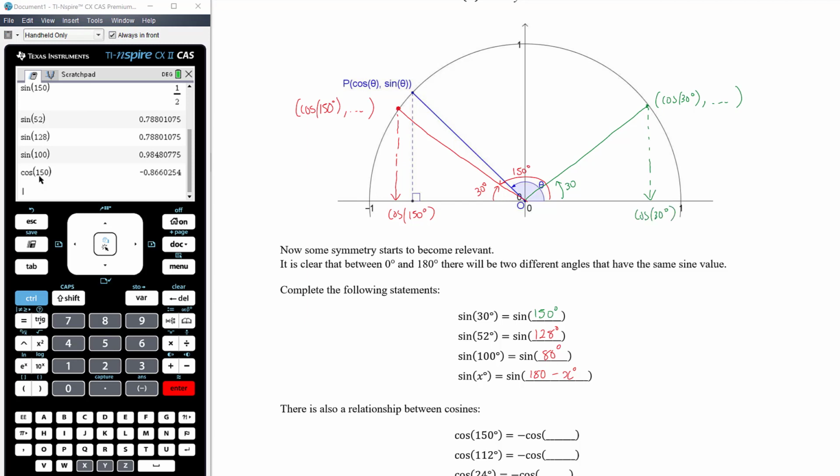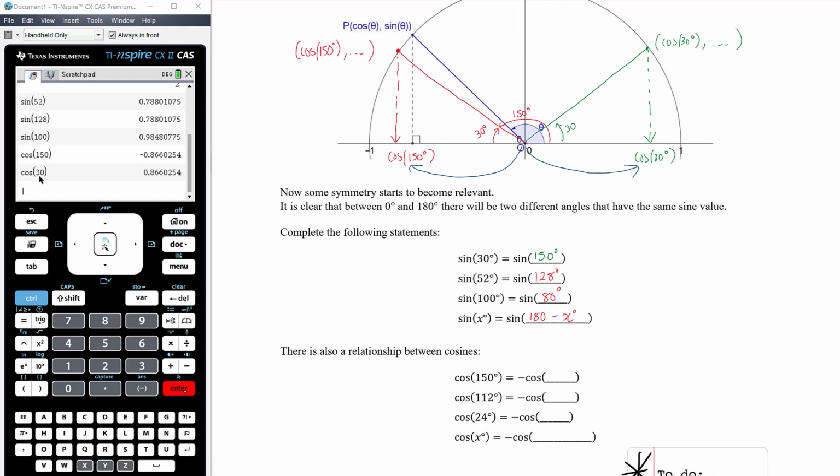Now everything's nice and symmetric here, so that means there must be a connection between cos of 150 and cos of 30 degrees. And it is that cos of 30 degrees will be a positive value, and cos of 150 degrees will be the same value but negative. So if we type in cos of 30 degrees in our CAS, control enter, we should find that it's positive 0.866, which it is. So cos of 150 degrees is the negative of cos of 30 degrees.